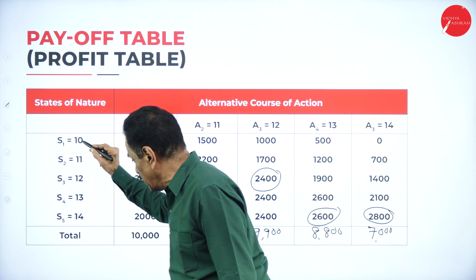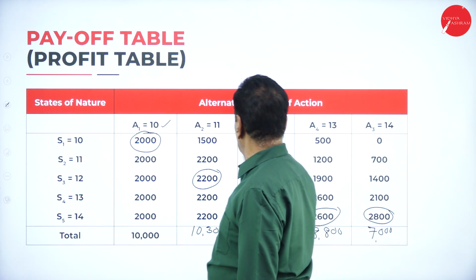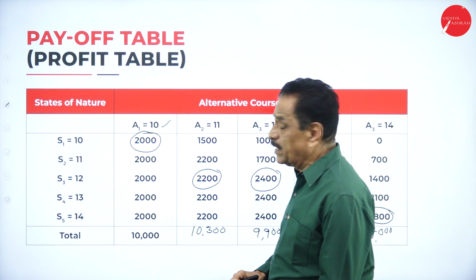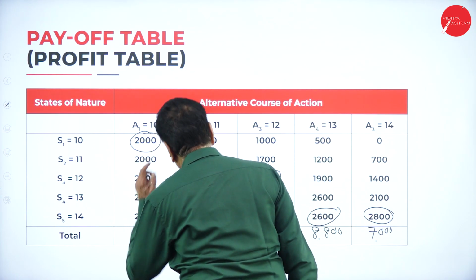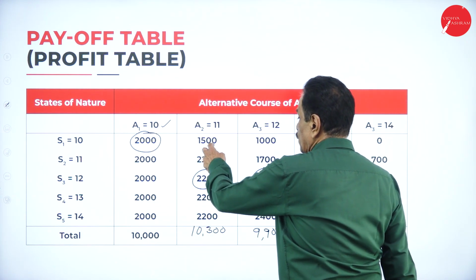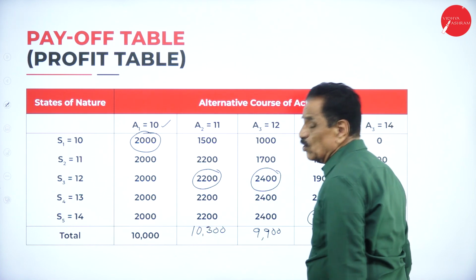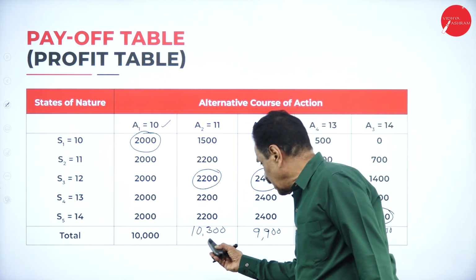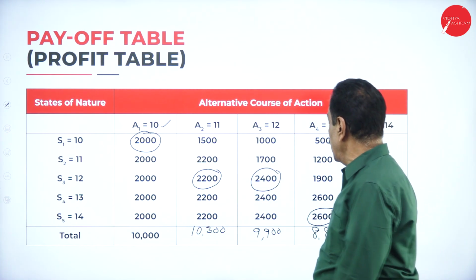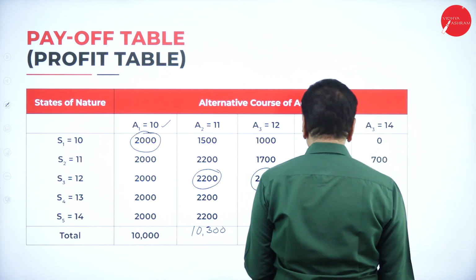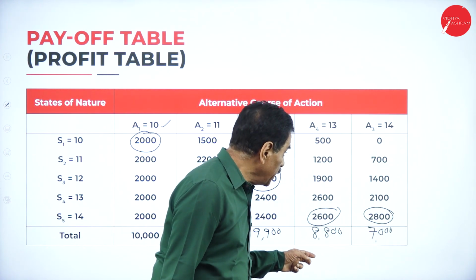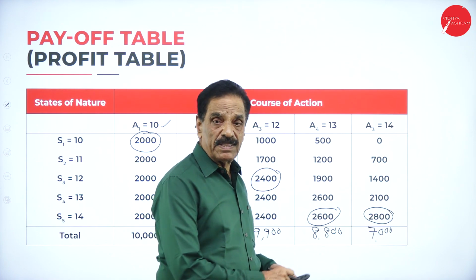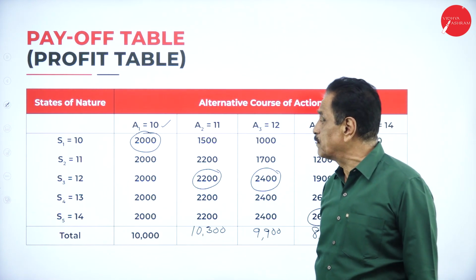S1, S2, states of nature, A1, A2, A3. Whatever the answer comes, put it here. 2,000, 2,000, 10,000, 1,500, 1,000. This is how you get the payoff table answer. Add this 10,300, then it will come 9,000. Add this 8,800, and it is 7,000. And the payoff table will come.